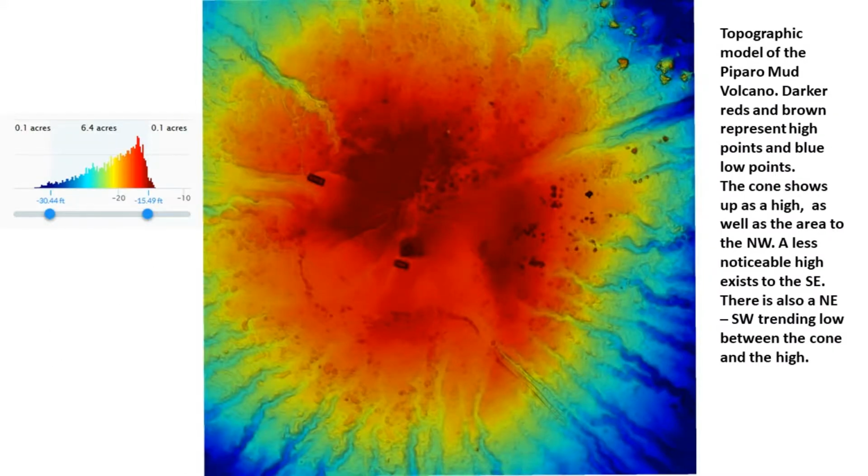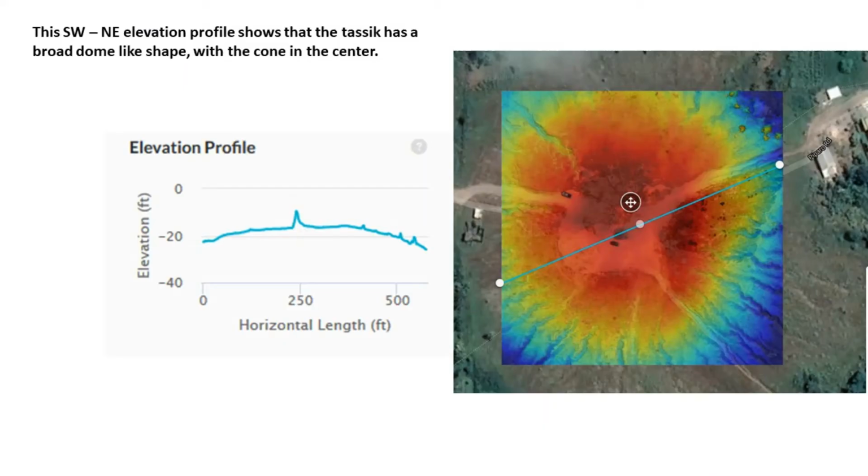This topographic model of the Piparo Mud Volcano shows darker reds and browns representing high points and blue low points. The cone shows up as a high, as well as the area to the northwest. A less noticeable high also exists in the southeast. There is a northeast to southwest trending low between the cone and the northwest high.